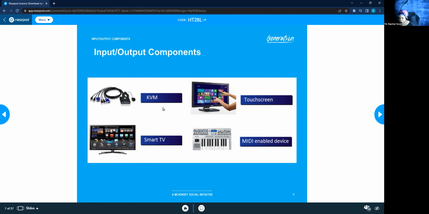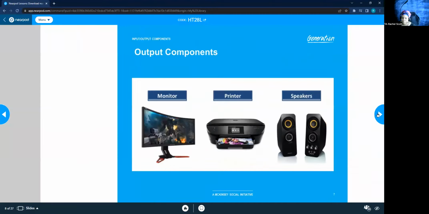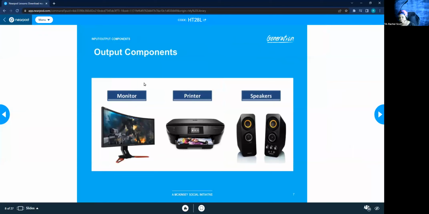So there's also touchscreen, smart TV, and MIDI enabled device. Is anybody familiar with the MIDI? Does anyone know what it stands for? I think it's musical instrument digital interface. I believe so. Okay, here are some output components I think we're pretty aware of. Monitor, printer, speakers.